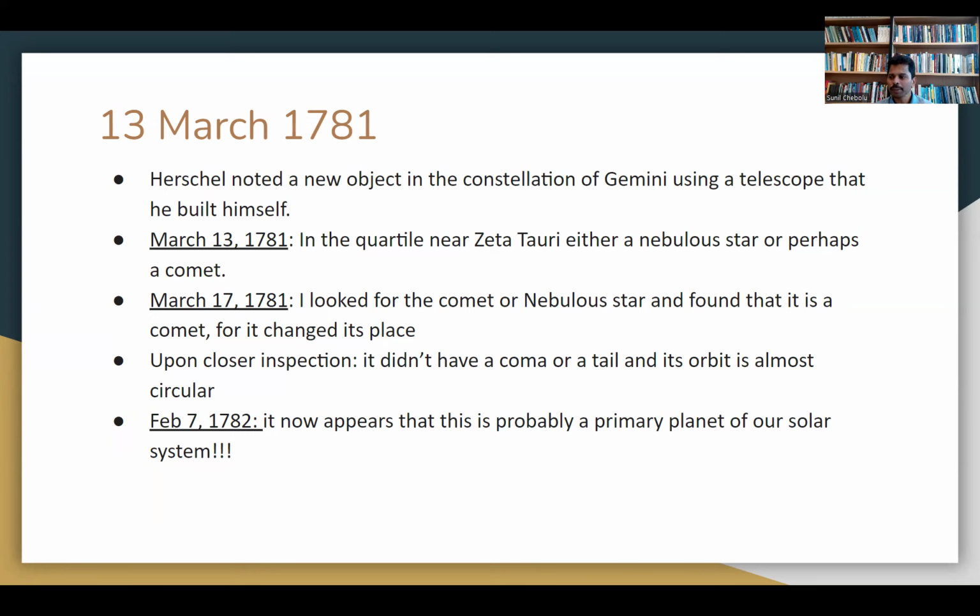So serendipity, incredibly remarkable. He had no plan of discovering a new planet. It was just a casual observation of the night sky, and he found a new planet. And what's even more fascinating here is that through his casual observation, he almost doubled the size of our solar system.